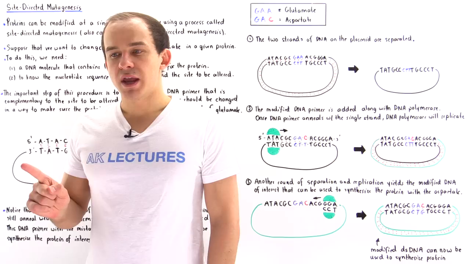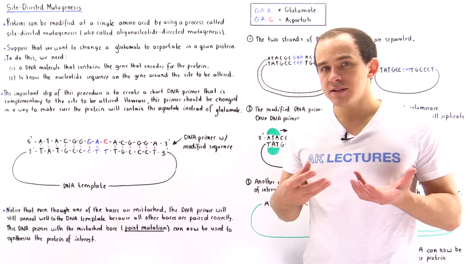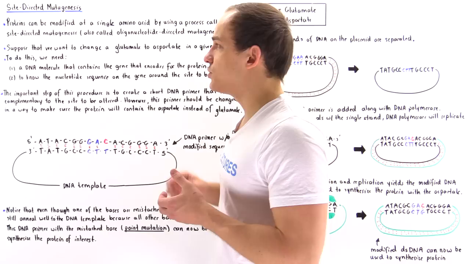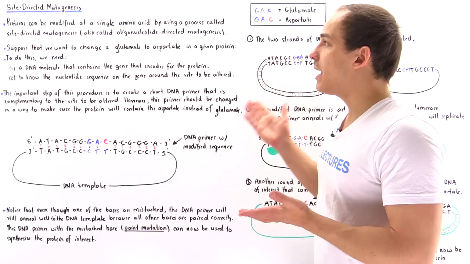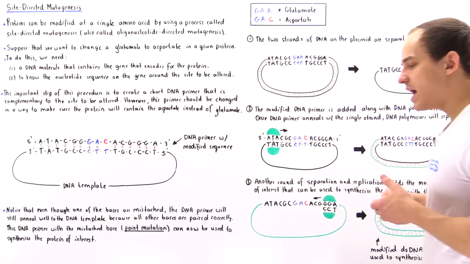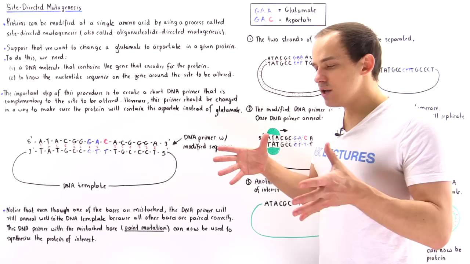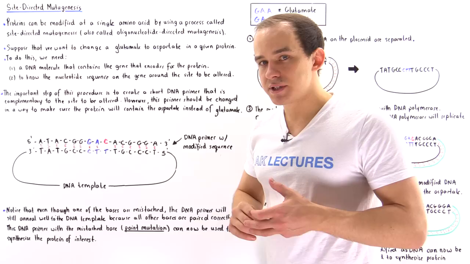Well, we can use a process in recombinant DNA technology known as site-directed mutagenesis, also known as oligonucleotide-directed mutagenesis. So proteins can be modified at a single amino acid by using this process we call site-directed mutagenesis. Now, to demonstrate how this process works, let's suppose we have a protein and we want to change an amino acid glutamate to the amino acid aspartate in that protein. How exactly can we do this?